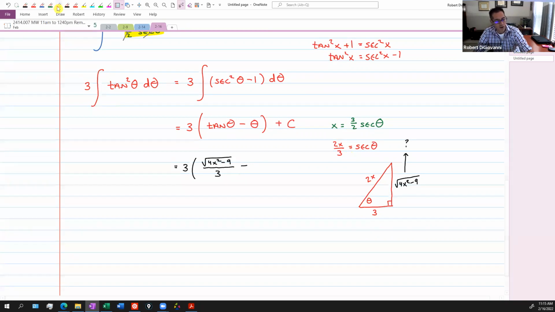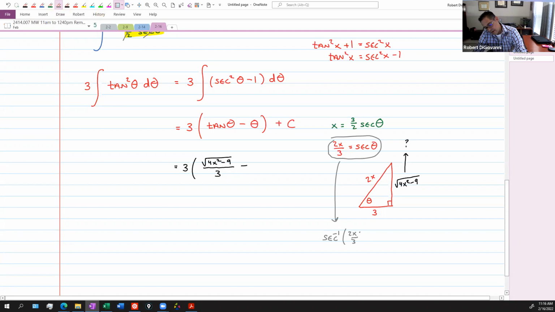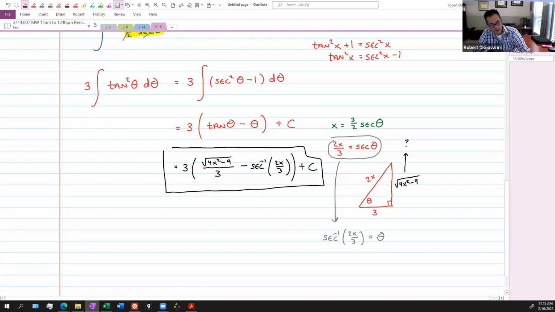To get theta, all I would do is take this and do secant inverse on both sides. Secant inverse of 2x over 3. And then when I do secant inverse of the other side, I just get theta. And so that leaves me here with secant inverse, or arcsecant, however you want to say that, of 2x over 3. And then plus c. Now everything's back in terms of x.